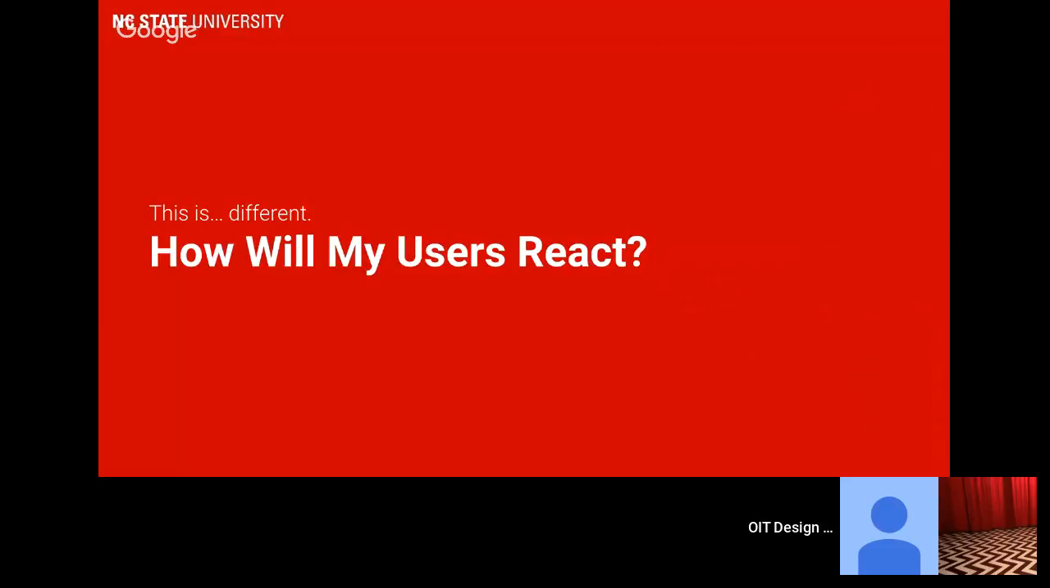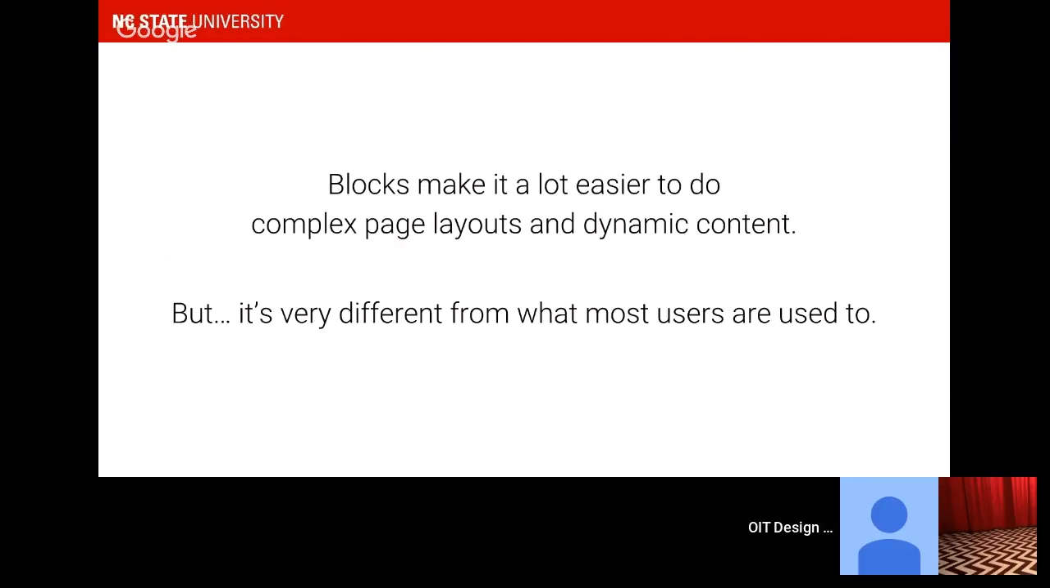So all of this is different. All of this is new. The next question is, how are my users going to react? And that's really important because while I'm pretty excited about Gutenberg, and I'm excited about the things that it'll let us do in terms of complex page layouts and dynamic content, I also know that our team supports hundreds and, in some environments, thousands of WordPress users, and one day they're going to open up WordPress and see it all looks different, and I'm a little concerned about how they're going to react. So how are they going to react?